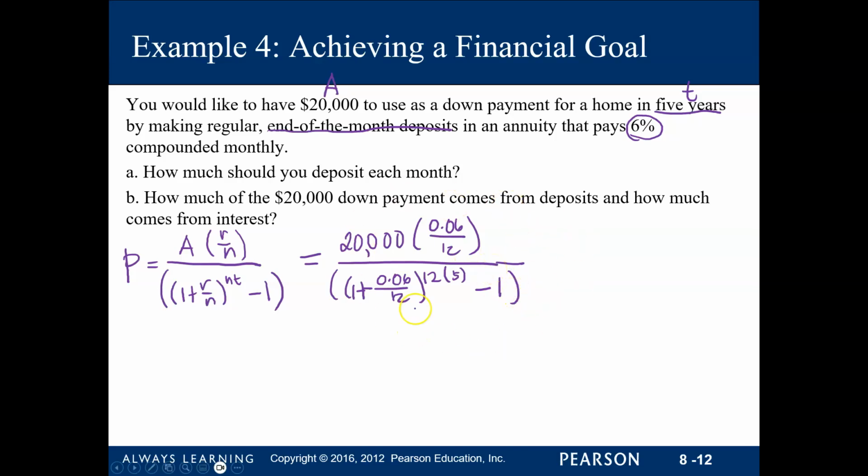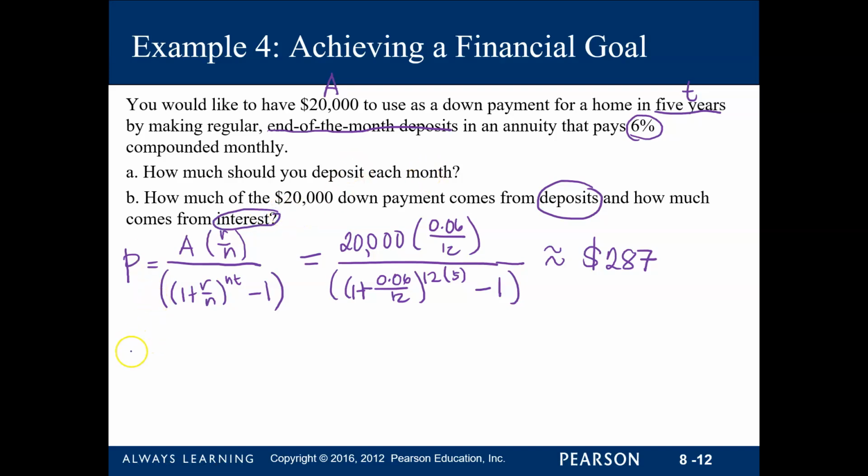So putting this into your calculator, the approximate value, if we round it to the nearest whole number, is a monthly deposit of $287 for 5 years so that you can get that annuity. Now, for letter B, of that $20,000, how much comes from deposits? And how much is the interest?